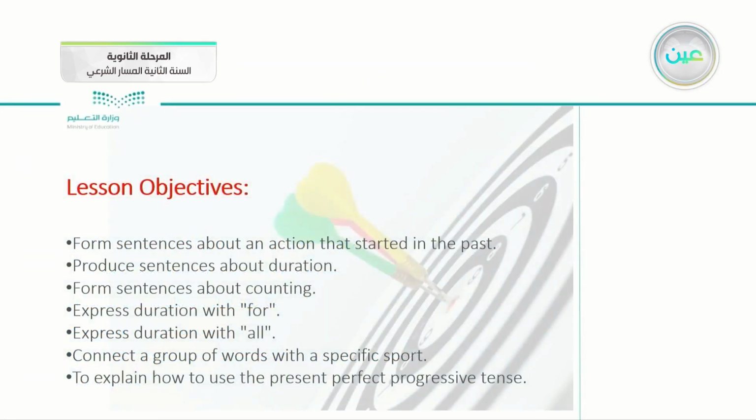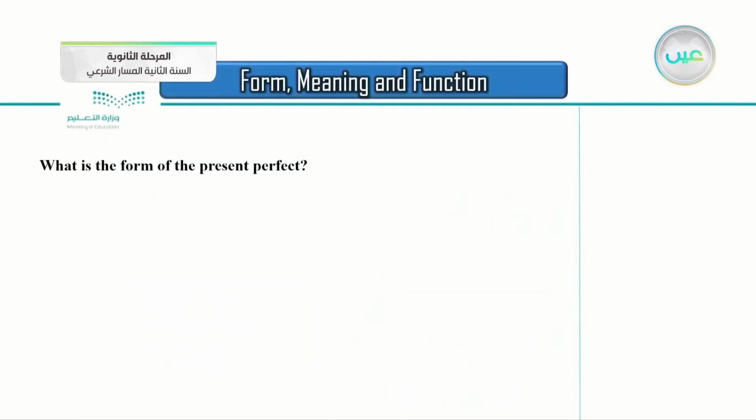So jumping to today's lesson, these are the objectives for today's lesson: for meaning and function. Form sentences about an action that started in the past. Produce sentences about duration. Form sentences about counting. Express duration with for, express duration with all. Connect a group of words with a specific sport to explain how to use the present perfect progressive tense. So let's begin our lesson here.